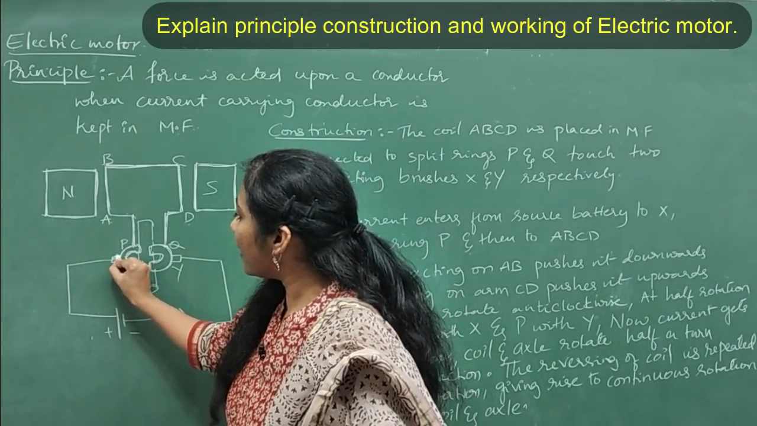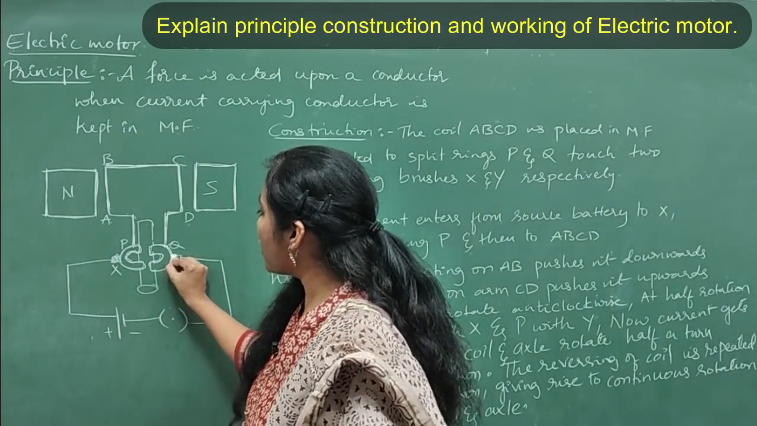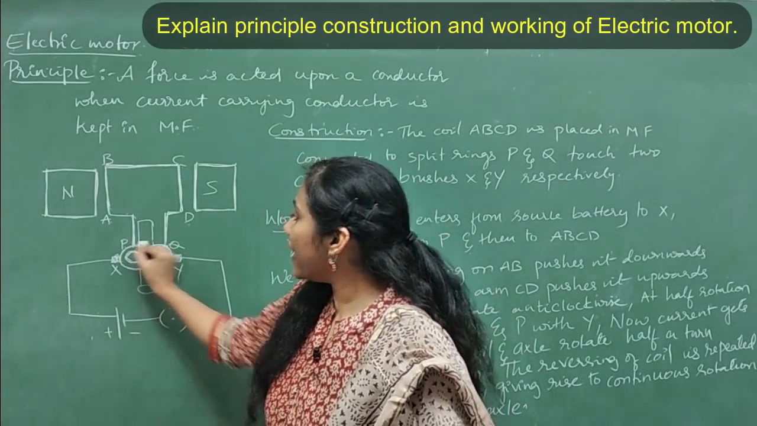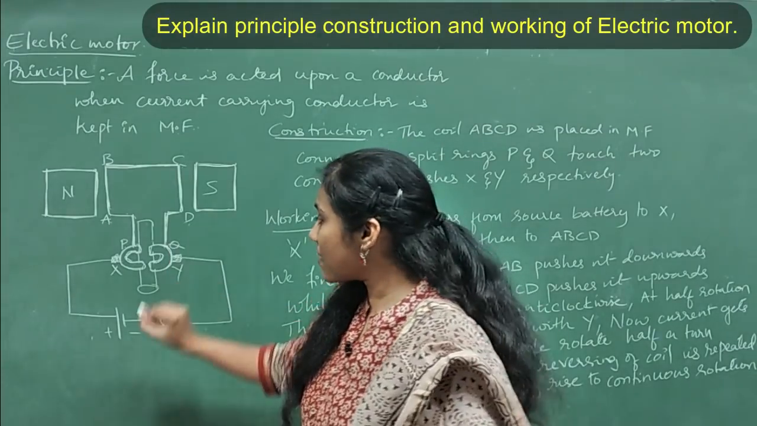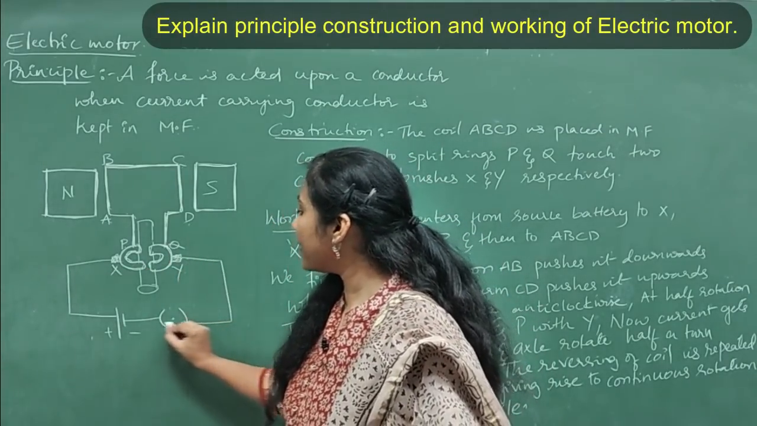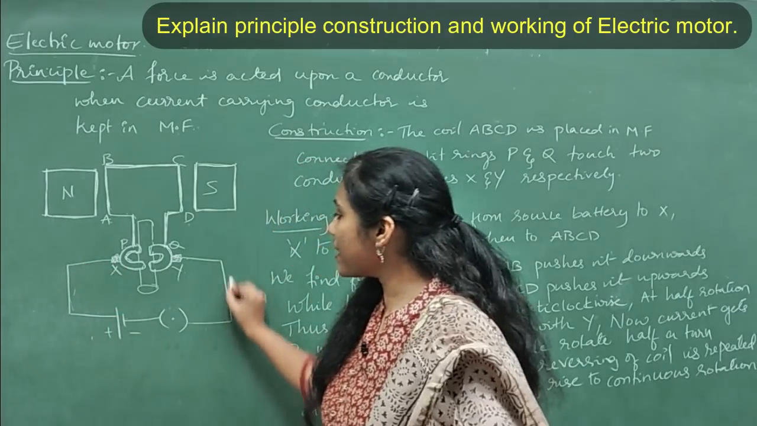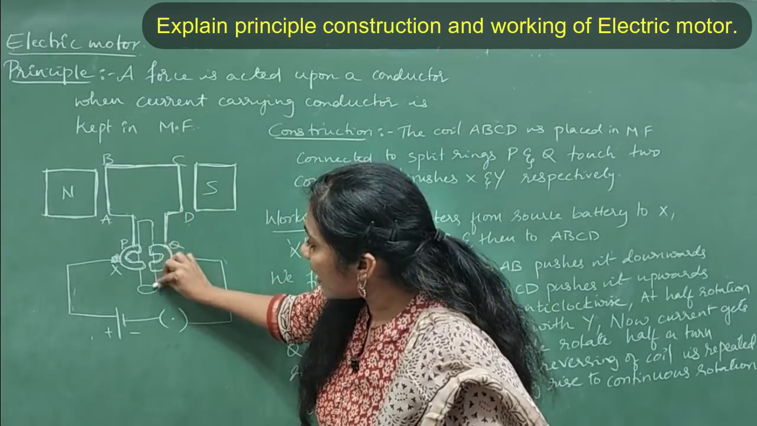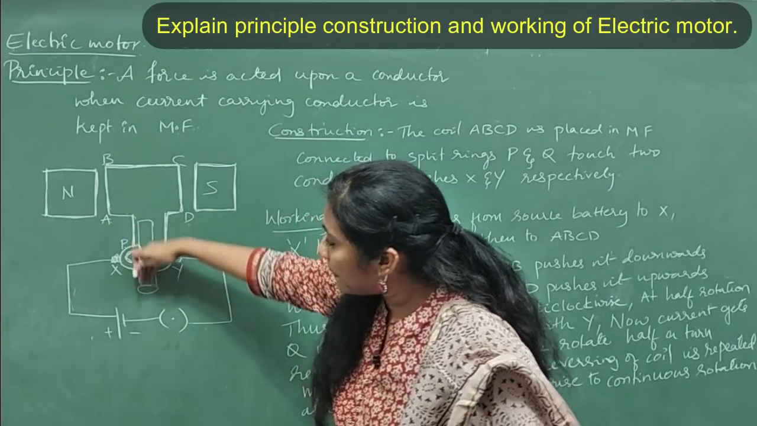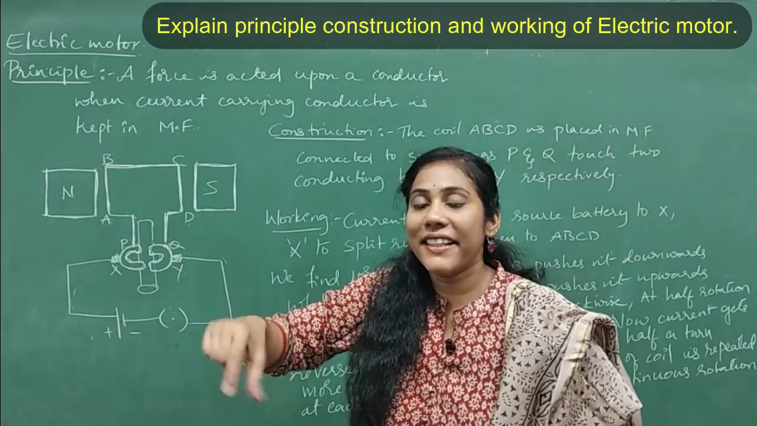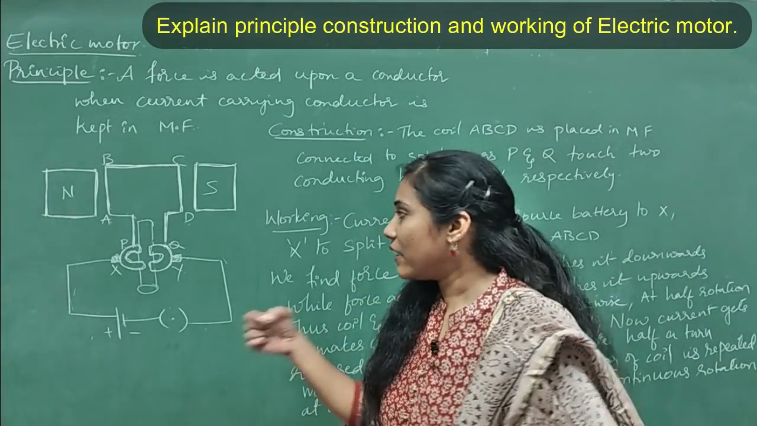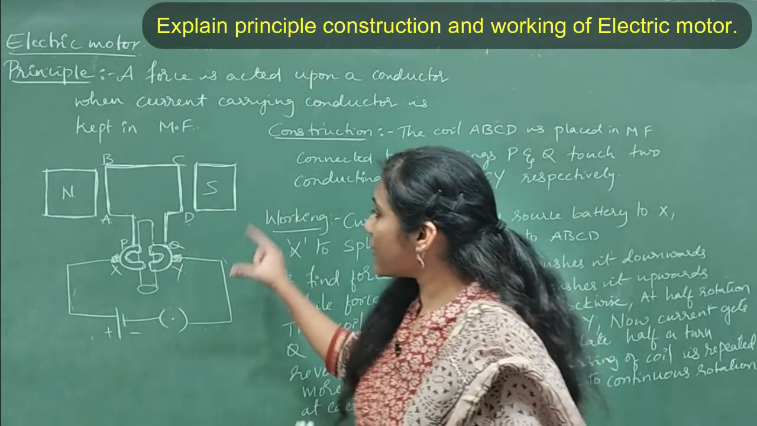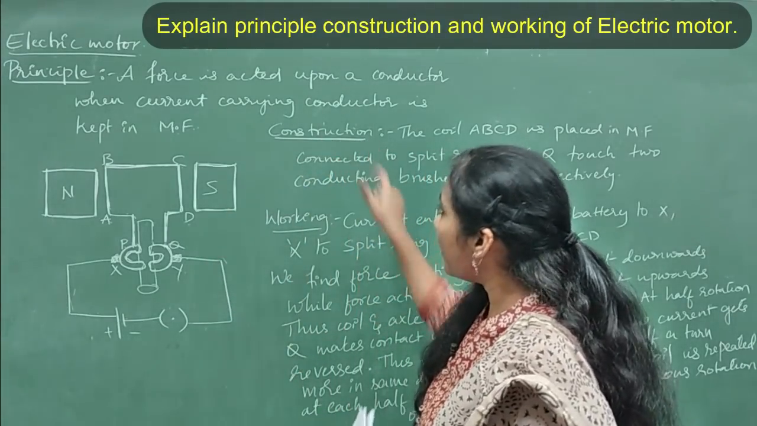Split rings are again connected to brushes. These are called carbon brushes. X and Y are carbon brushes. P and Q are split rings. And X and Y are connected with a battery. Right? This is a wire with battery and plug key. And this one is an axle. In the middle you have a long pipe like structure. It is an axle, that means it can rotate. That way our electrical energy is converted into mechanical energy. This figure you have to explain. That's what we mean by construction.